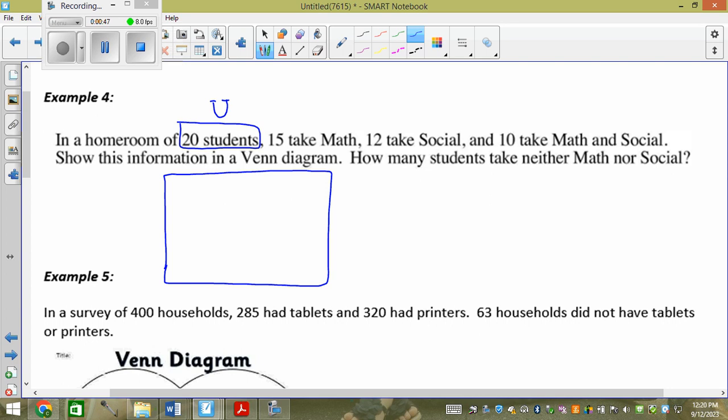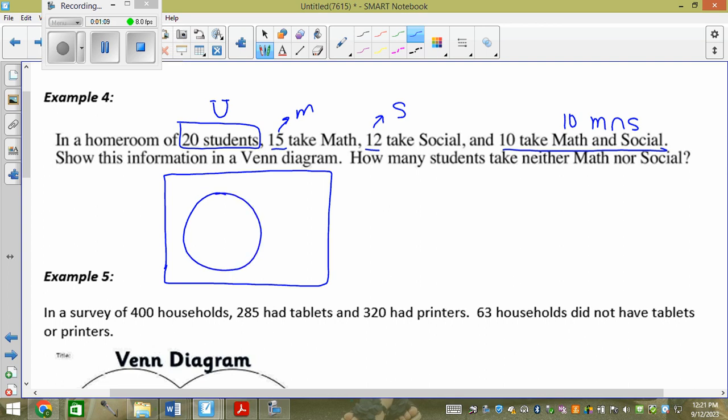Okay, we read. 15 take math. 12 take social. 10 take math and social. Show this information in a Venn diagram. So we are going to go two circles.